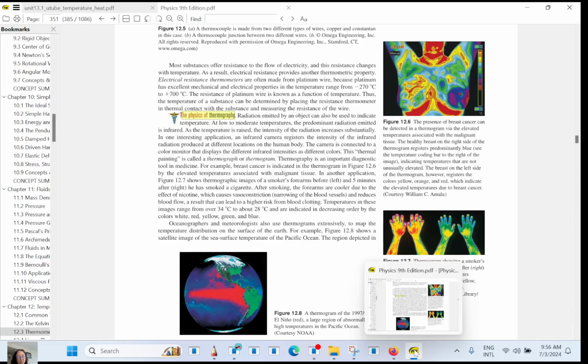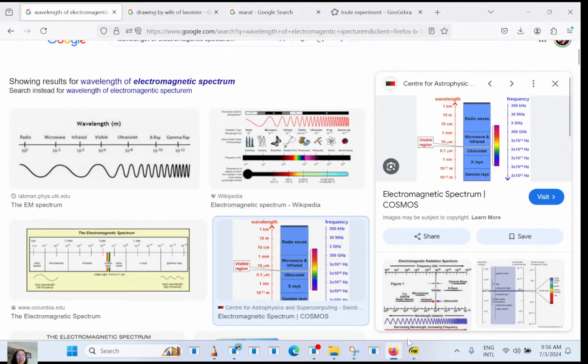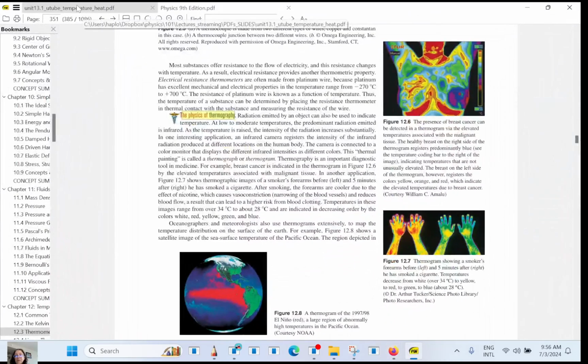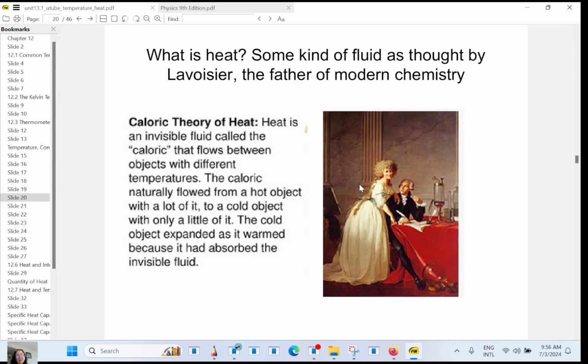So let's go back to heat and let's go over some history. At the end of the 1700s, you had this very famous scientist. He was French, his name is Antoine Lavoisier. And I'm sure you know him because he famously said that nothing can be created, nothing can be destroyed, everything is transformed.